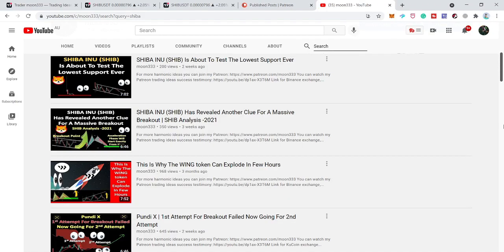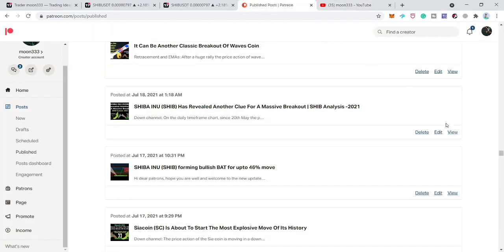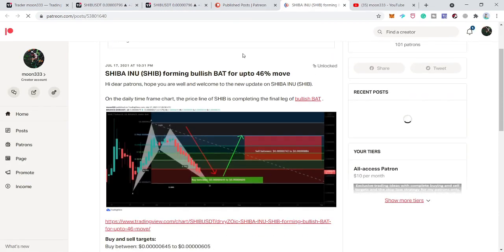Hope you're well and welcome to the new update on Shiba Inu token. On 17th of July, I shared this idea for my members at the Patreon that the price action of Shiba Inu may complete the final leg of the bullish reversal harmonic bat pattern. And this was the idea which I shared.